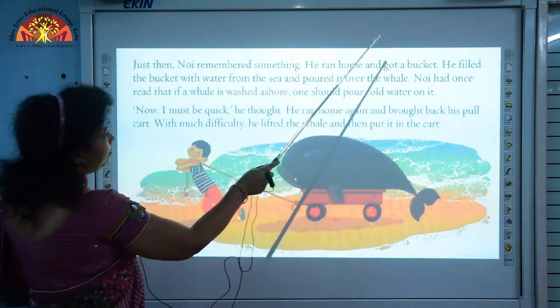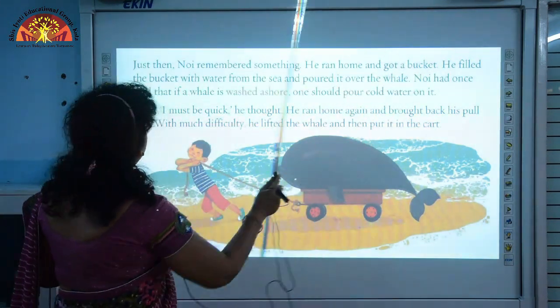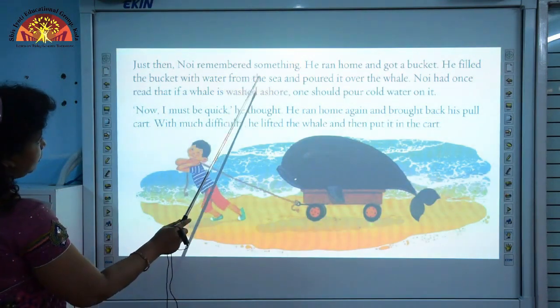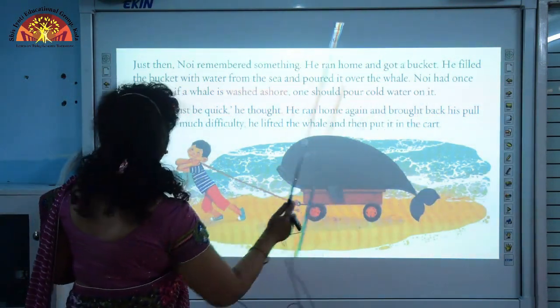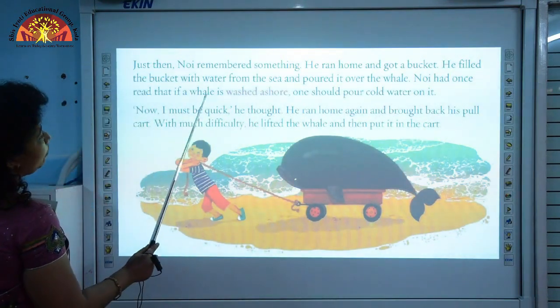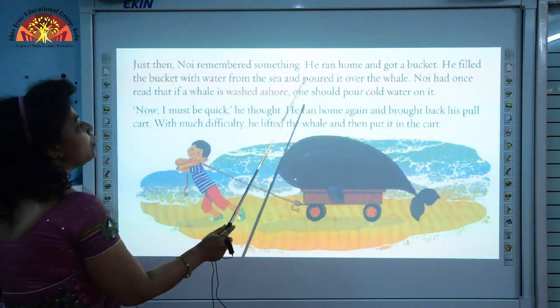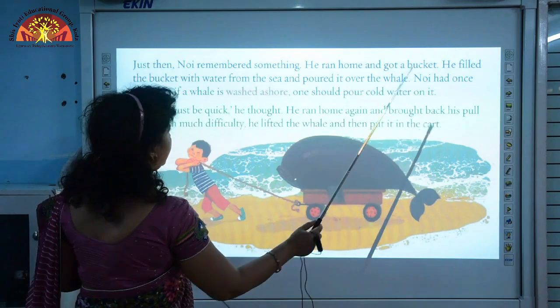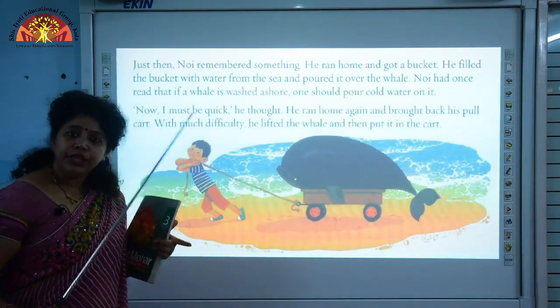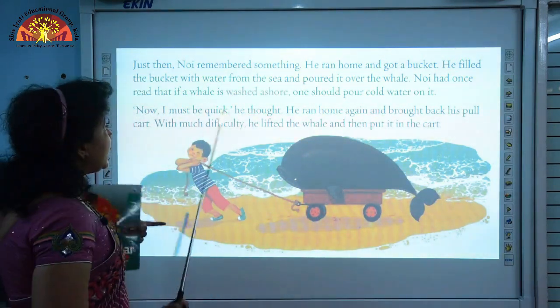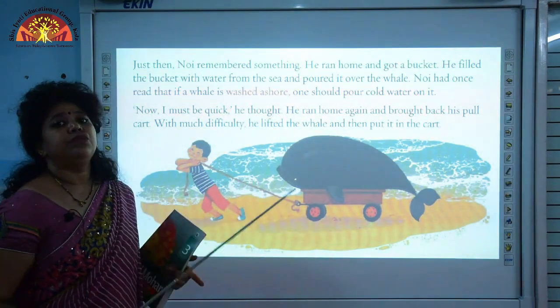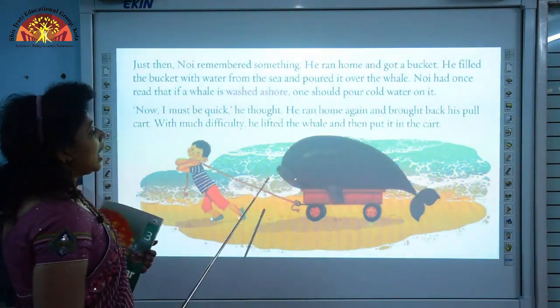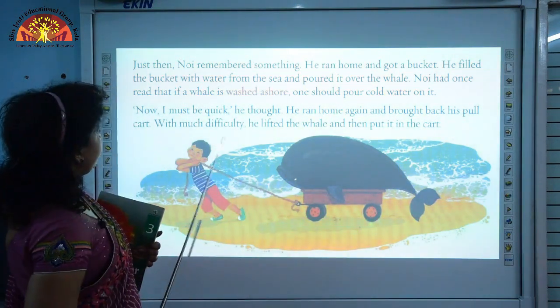He ran home and got a bucket. He filled the bucket with water from the sea and poured it over the whale. Noe had once read that if a whale is washed ashore, one should pour cold water on it. So what did Noe do to save the whale? He ran home, fetched the bucket, filled the bucket with cold sea water and poured it over the whale.